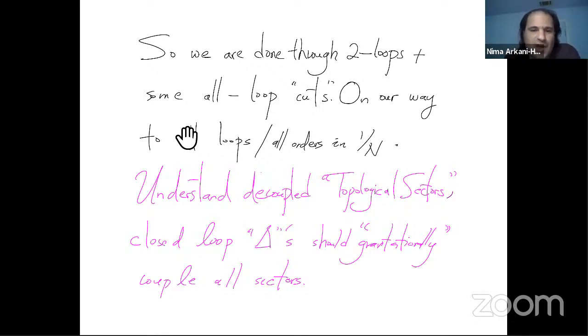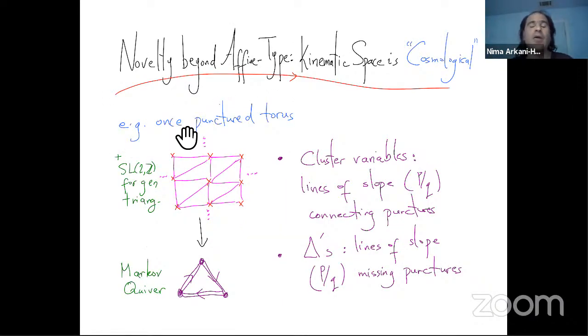The basic strategy is to understand these decoupled topological sectors involving the action of the mapping class group, and add these deltas that correspond to closed loops on the surfaces that should sort of gravitationally couple all the sectors and allow us to compactify.